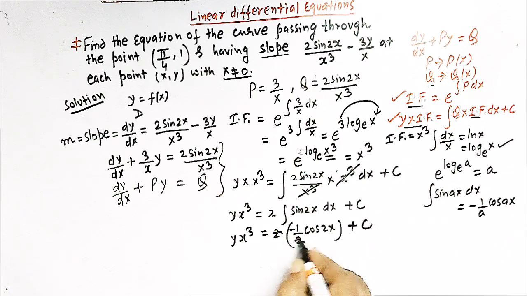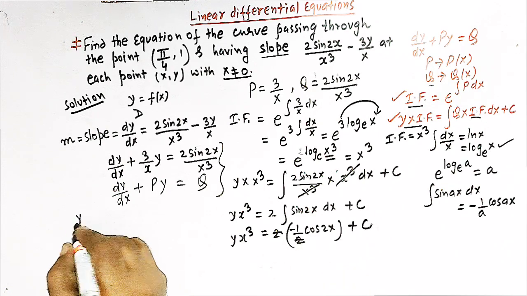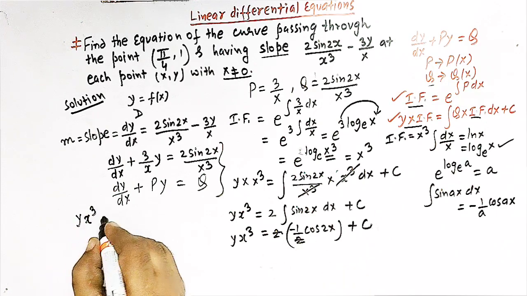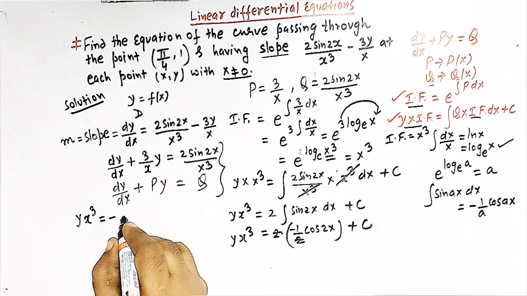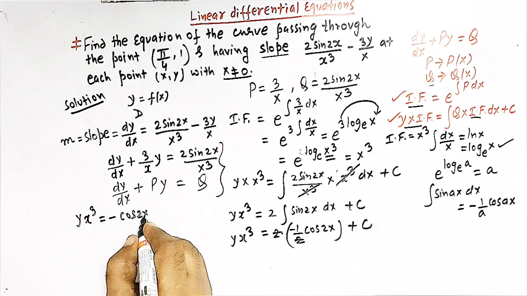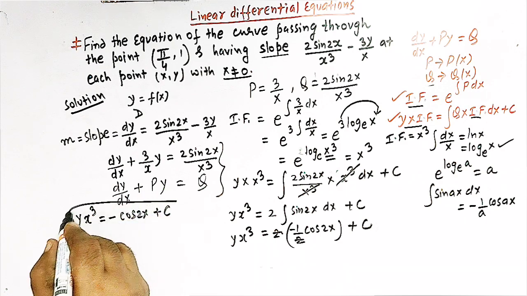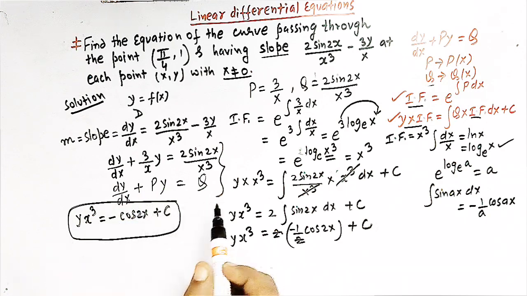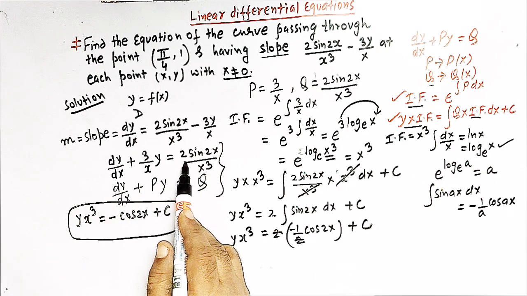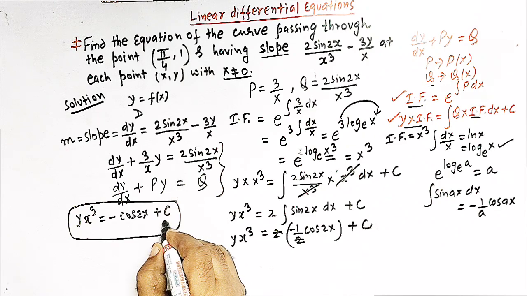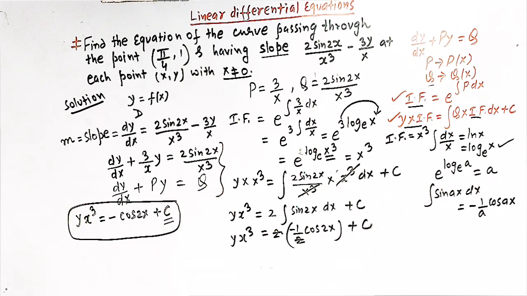Now this 2 and this 2 get cancelled, so we are left with y x cube, and here we have minus cos 2x plus c, right? So this is the general solution of this linear differential equation involving the constant of integration c.